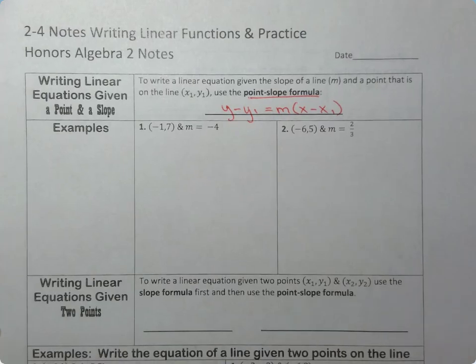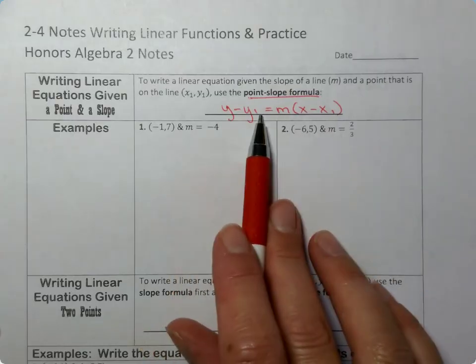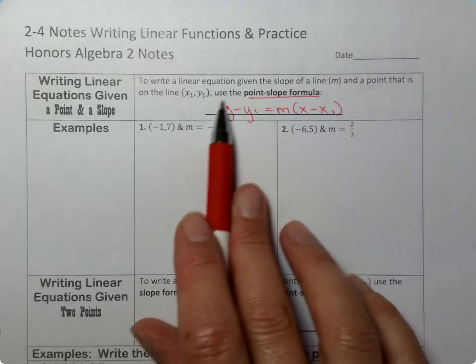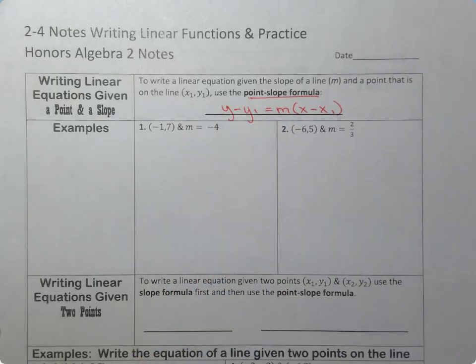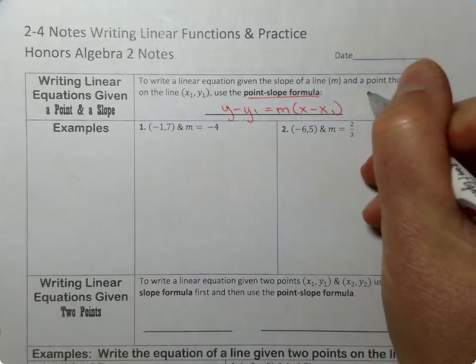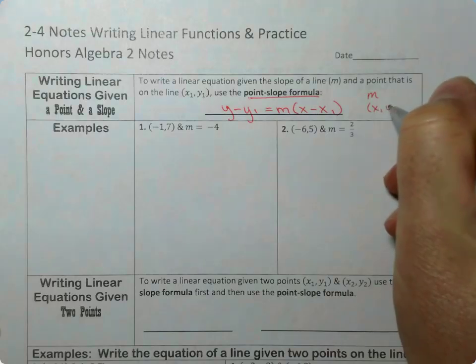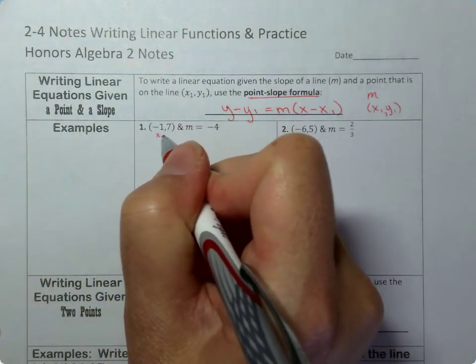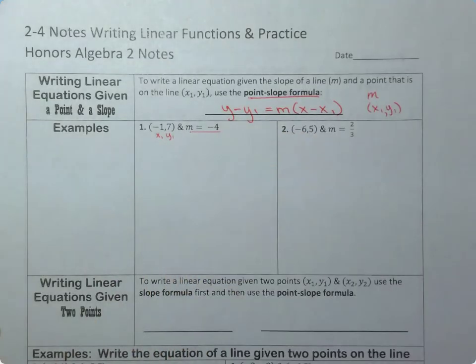This comes directly from your slope formula. If I wanted to solve this for m, I would divide both sides by x minus x1, and I'd have the formula for slope, the change in y over the change in x. But we use this as point-slope formula, and you're going to need the slope, and you're going to need the one point, just like they said in the directions. So here is my one point. This is my x1, and this is my y1, and m is my slope. So I have what I need.